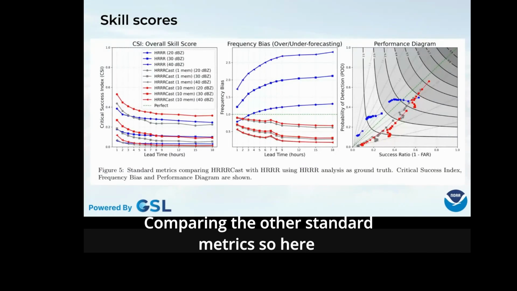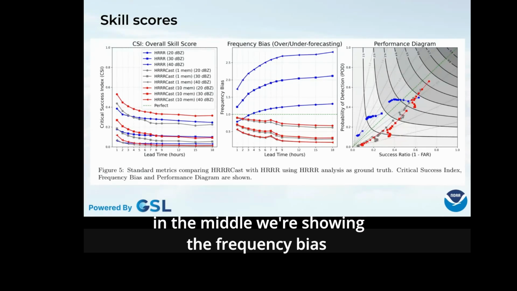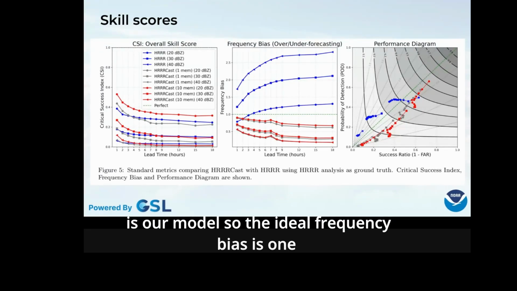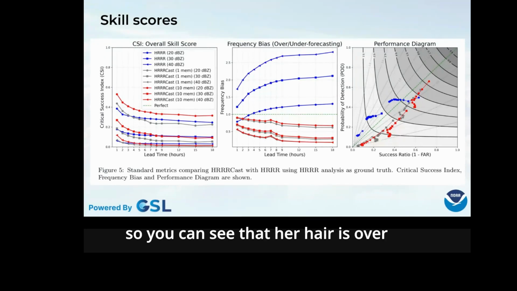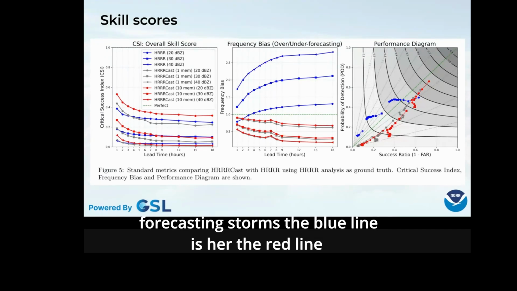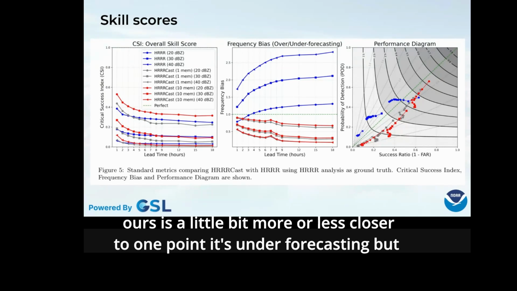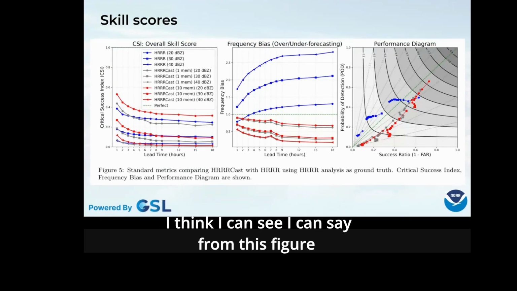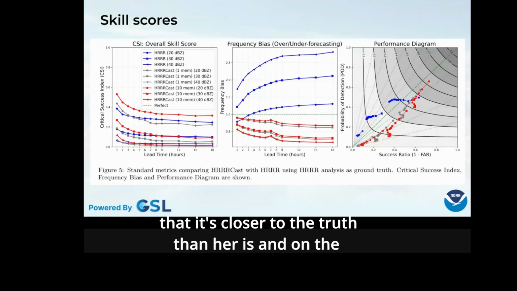Comparing the other standard metrics. Here in the middle, we're showing the frequency bias, where the blue line is HRRR and the red line is our model. The ideal frequency bias is 1. You can see that HRRR is over forecasting storms. The blue line is HRRR. The red line, ours, is a little closer to 1.2. It's under forecasting, but I think I can say from this figure that it's closer to the truth than HRRR is.